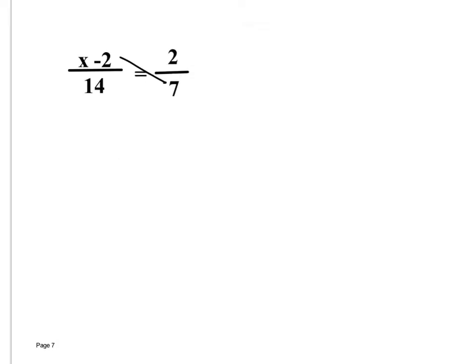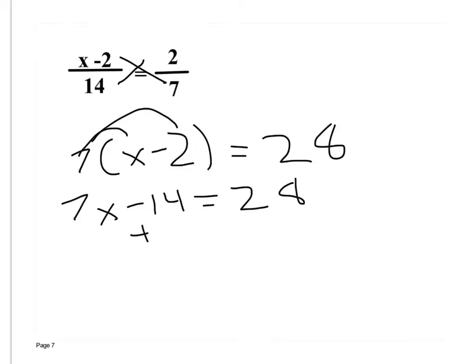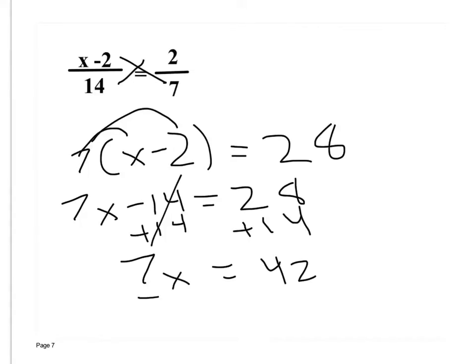Alright, so we need to find out what number x is to make this an equivalent proportion. So what we do is we cross multiply. We have 7 times x minus 2 is equal to 28. We distribute the 7. We got 7x minus 14 is equal to 28. We add 14 to both sides. This gives me 42. 7x is equal to 42, so we divide by 7. What is x? It is 6. Thank you.